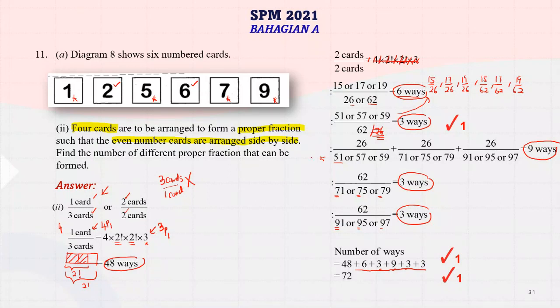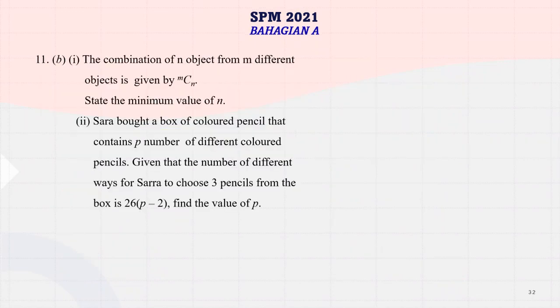Okay, kita go to the next question. 11B, combination. Obviously dia cakap kan. The combination of n objects from m different objects is given by mCn. State the minimum value of n. So yang ini kan kalau n tu minimum dia boleh jadi kosong sahaja. Okay.